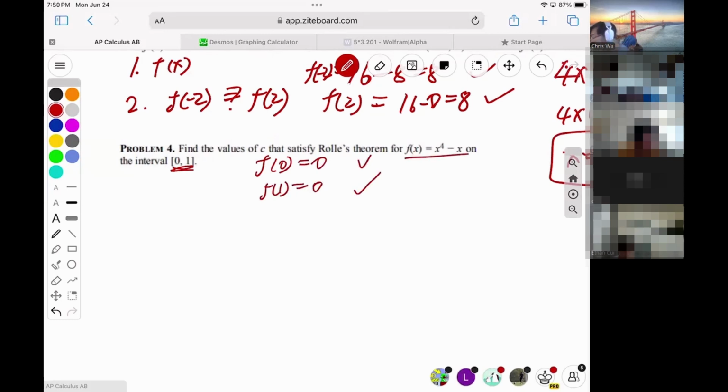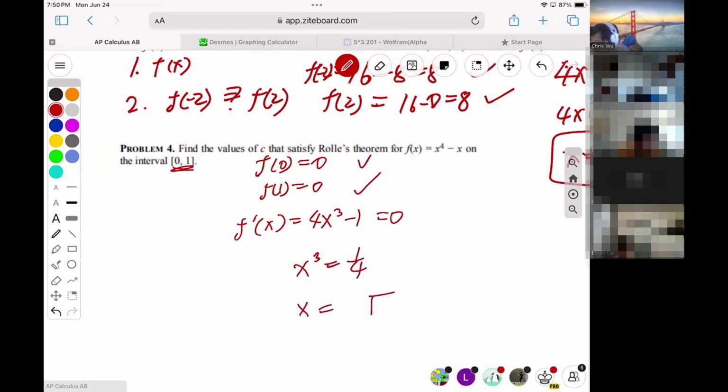This is also continuous and differentiable, right? So therefore, f prime of x is simply 4x cubed minus 1 equal to 0. So x cubed is equal to 1 over 4, and x is equal to the cubic root of 1/4, whatever that value is. Doesn't matter, you can plug in a calculator, but this is it. And we know the cubic root of 1/4 is somewhere between 0 and 1, for sure, right? So we're good.